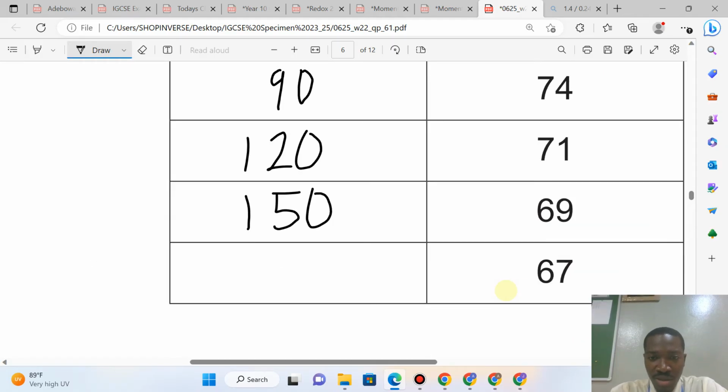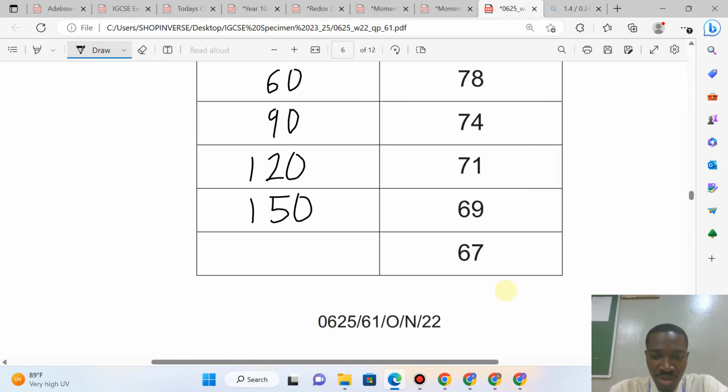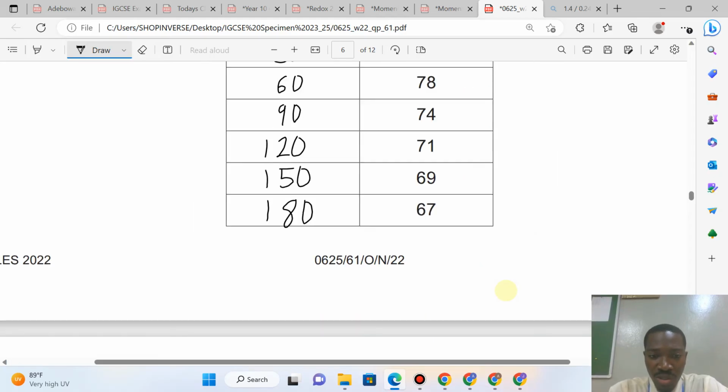That is settled, right? Okay, so the next part of the question. Oh, sorry. There's one more. After 150, 150 plus 30 will give us 180 seconds. Okay, good. So that is settled. Let's go straight to the next part of the question.